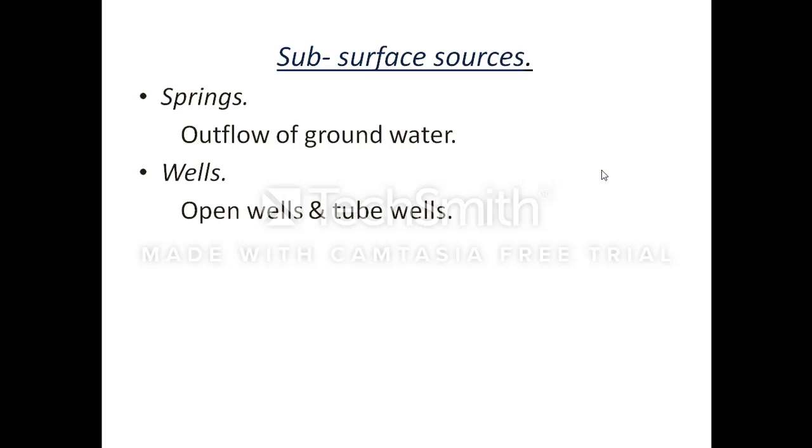Now coming on to various underground or subsurface sources of water. A spring is the outflow of groundwater that occurs naturally and we can see it on the ground as a stream of flowing water. And wells, as you know, it's the vertical hole that is made by excavating the soil from the ground. It can be open well or tube well. The open wells have large diameters and are not so deep, but the tube wells have less diameter and can be either shallow or deep.